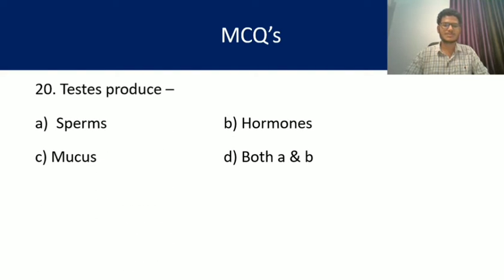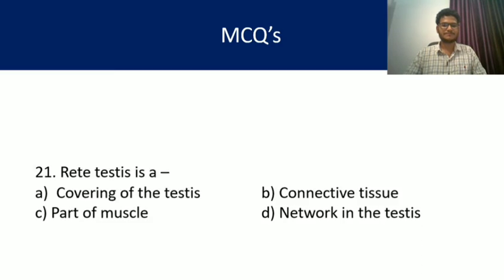Okay, question number 20. Testes produce sperms, hormones, mucus, both A and B. So testis is responsible for formation of a male sex hormone and sperms. So answer will be D, both A and B, sperms and hormones. So answer is D.